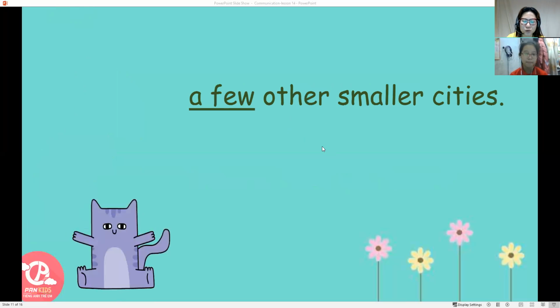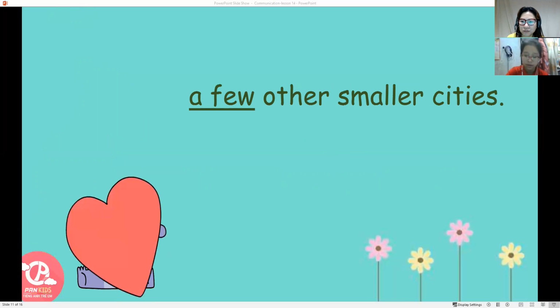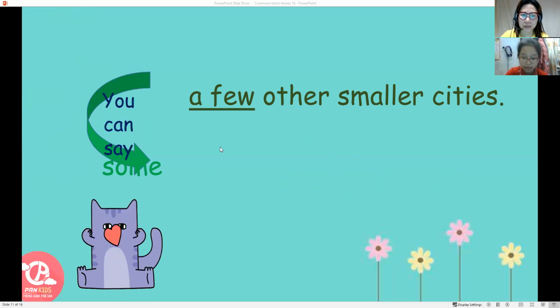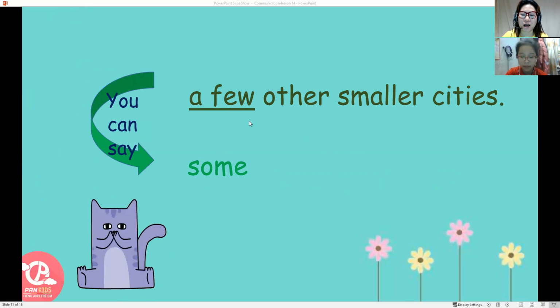Okay, and for the next one, a few other smaller cities. Can you read it? A few other smaller cities. You can also say some other smaller cities. In exchange for a few, we use some, okay?